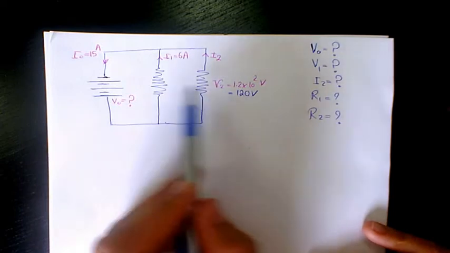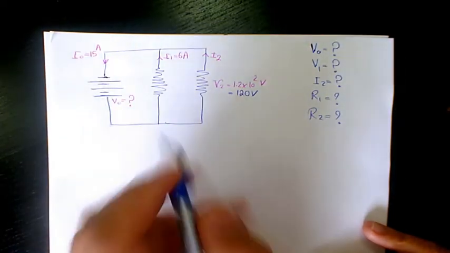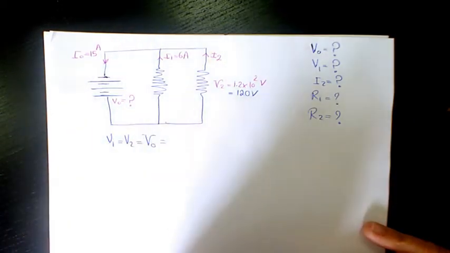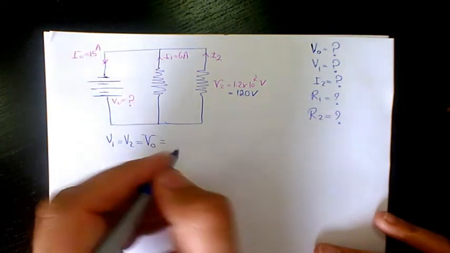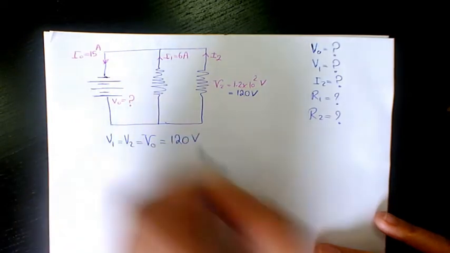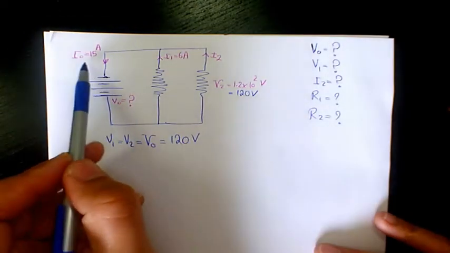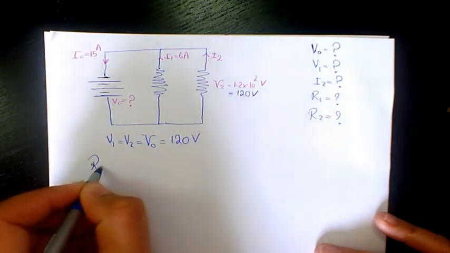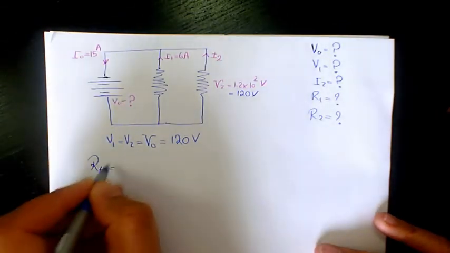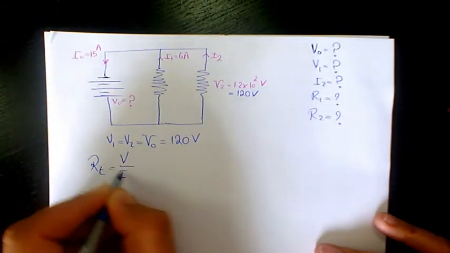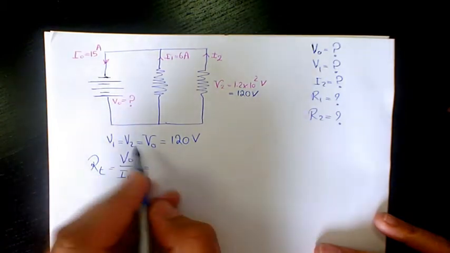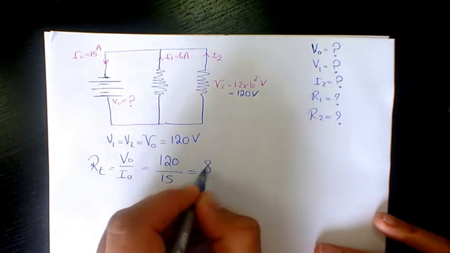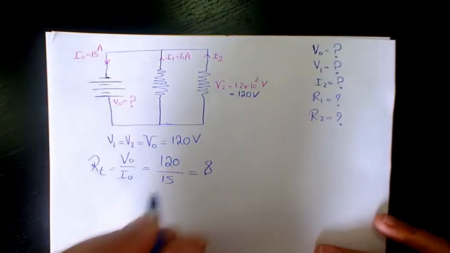So since it's in parallel with this resistor and the total one, it means that V1 equals V2 equals V0. That's Kirchhoff's law. Since all of them are in parallel, it means that we have 120 volts. And in here we have total electric current is 15. So I'm going to say the equivalent resistance is going to be RT, which is V divided by I naught, or V naught divided by I naught. That will be 120 divided by 15. That's going to give me 8 ohm.